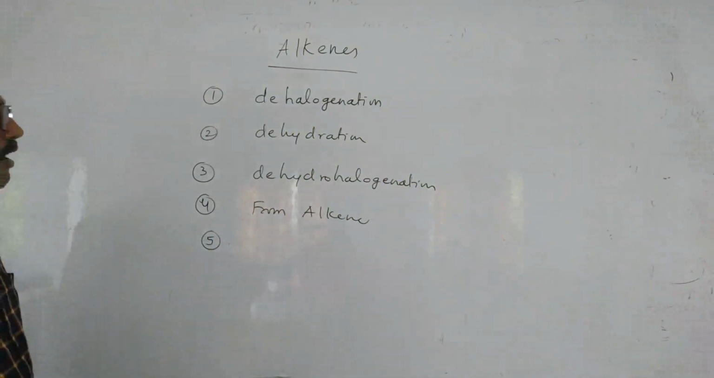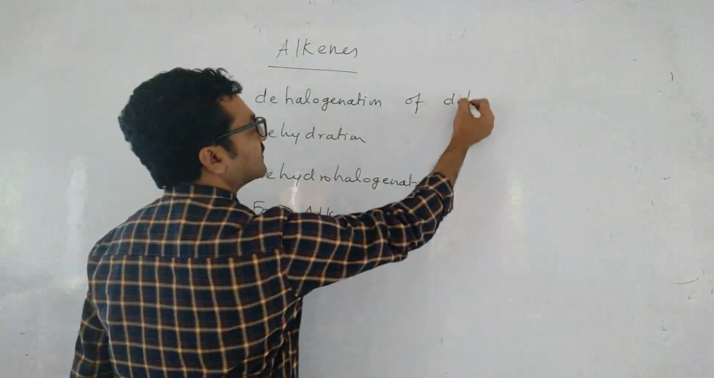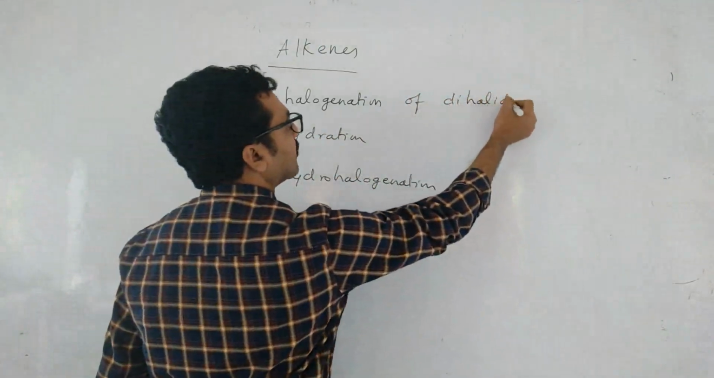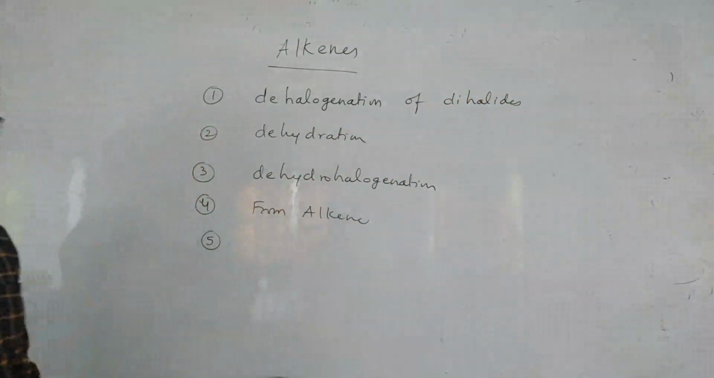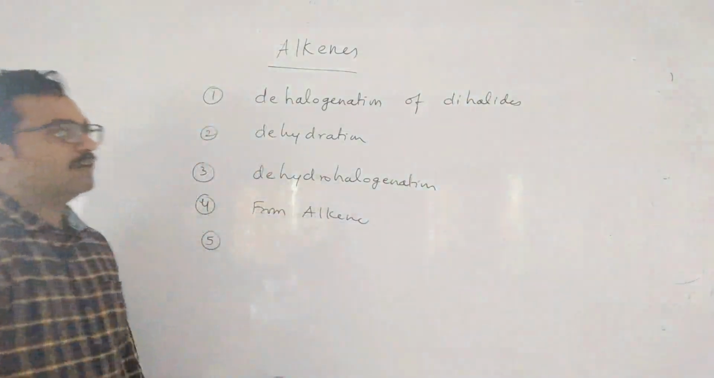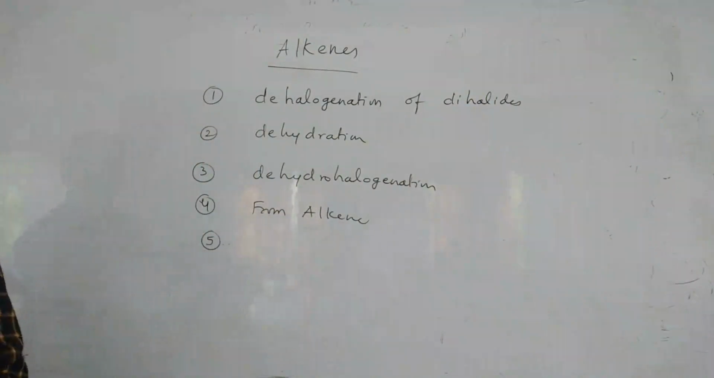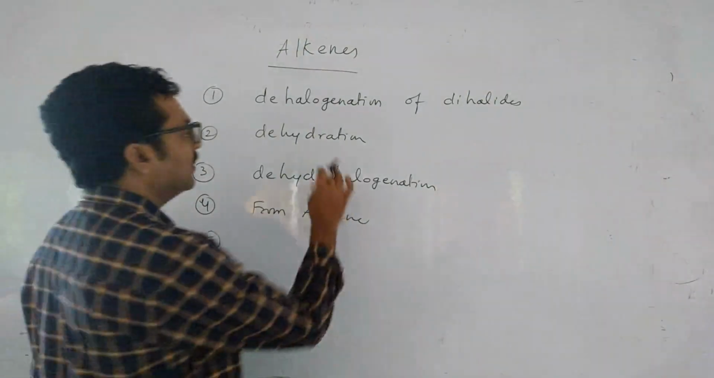Okay. Now, dehalogenation of what? Dihalides. Dehalogenation of dihalides: vicinal and geminal. What do you mean by vicinal? Side by side two halogens are there, that is called vic. Gem means on the same carbon, that is called gem dihalide.